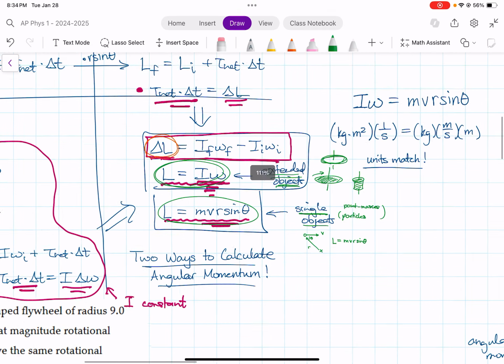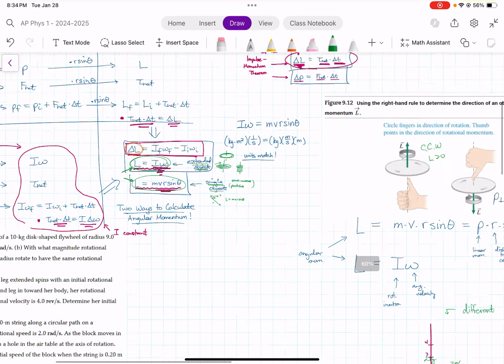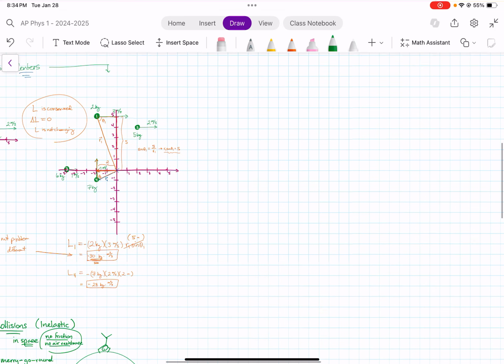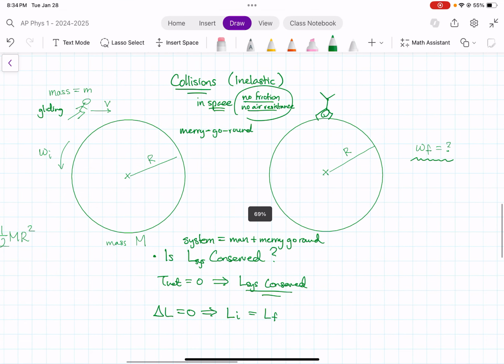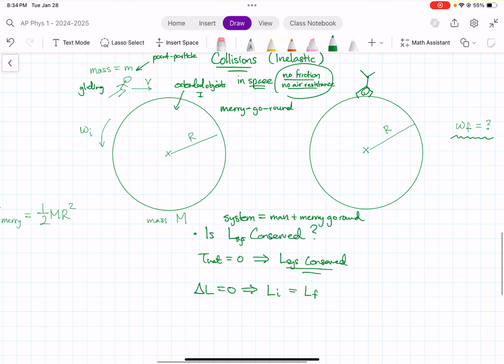Where are those equations? Okay. You guys now know two totally different ways to calculate angular momentum, right? So this is where things get a little strange, because notice I'm dealing with sort of two objects. The man is basically a point particle, but the merry-go-round is what we would call an extended object. And for extended objects, you definitely want to use rotational inertia somehow, right? Because the mass is uniformly distributed, it's more complicated to work with.